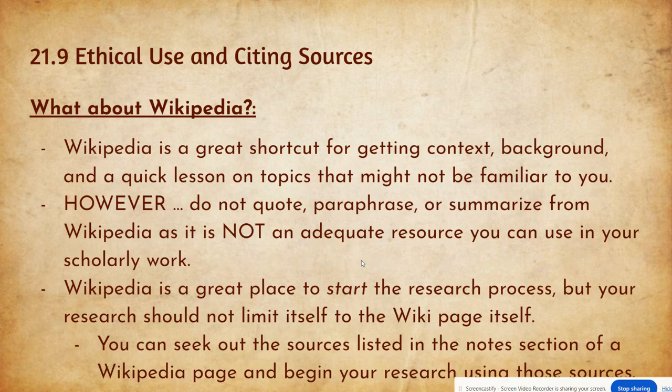What about Wikipedia? Wikipedia is a great shortcut for getting context, background, and a quick lesson on topics that might not be familiar to you. However, we never quote, paraphrase, or summarize from Wikipedia, as it is not an adequate resource that you can use in scholarly work. It's a great place to start the research process, but your research should not be limited to the Wikipedia page itself. You can seek out the resources that are listed in the notes section at the very bottom of a Wikipedia page and begin your research using those resources. If you have any questions on Wikipedia, on citations, on academic integrity, academic misconduct, please do let me know.